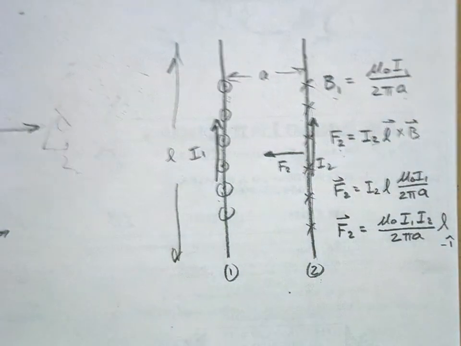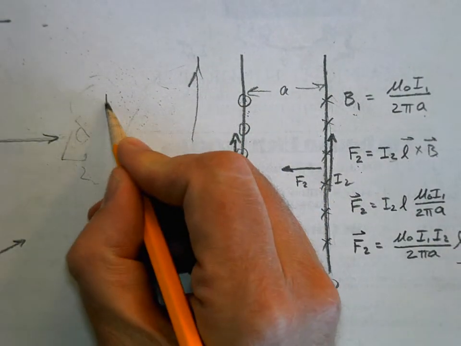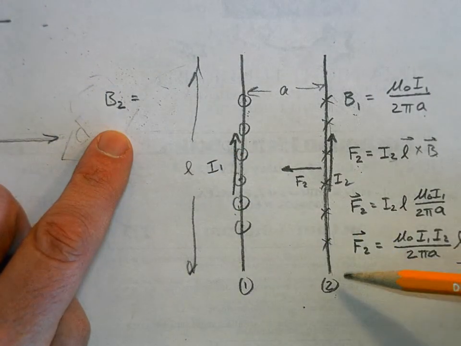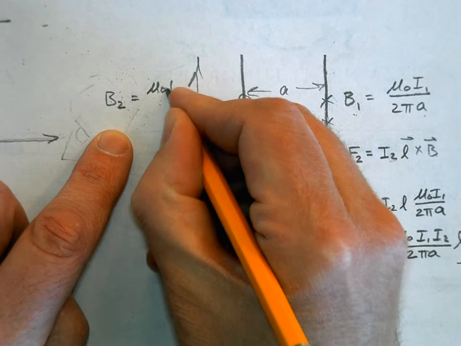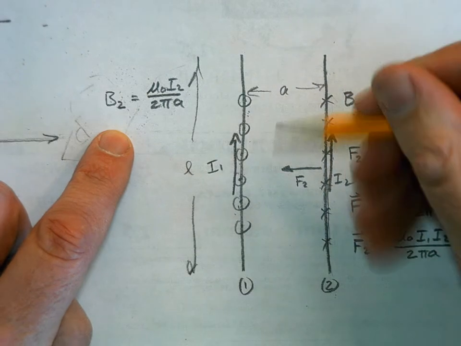Well, what is this magnetic field right here? What's its value? We're going to call that B2. B2 is the magnetic field due to current 2. Well, it's mu naught I2 over 2 pi A. And now we know its direction. It's out of the board.